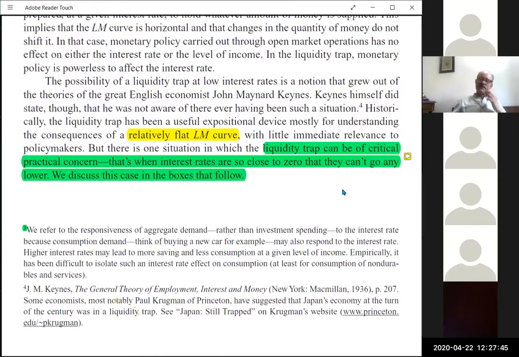Many other businesses are supposed to pay him. He's supposed to pay many other businesses. He's supposed to pay back the bank. Banks are supposed to lend. Workers have to be paid, and so on and so forth. So there is this whole linkage.